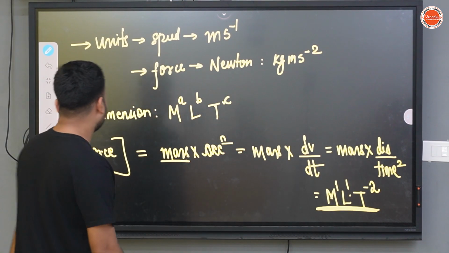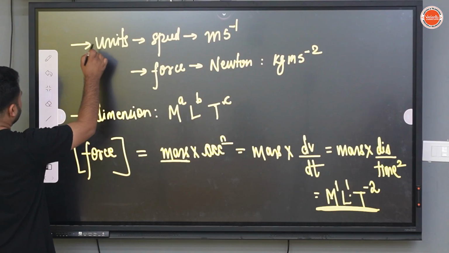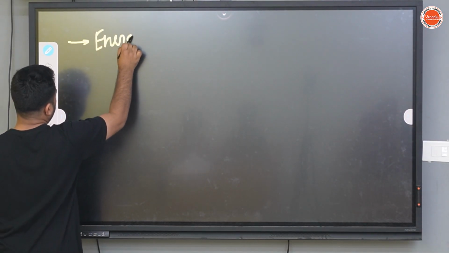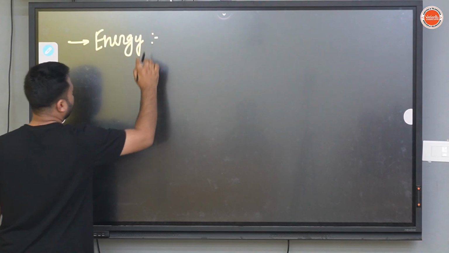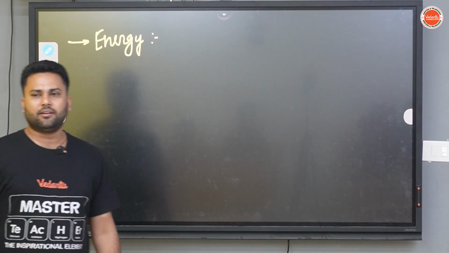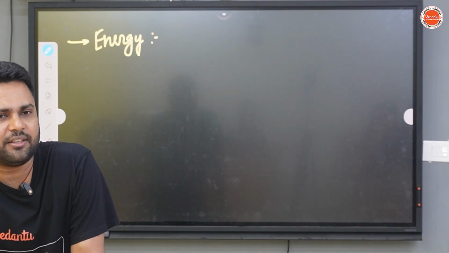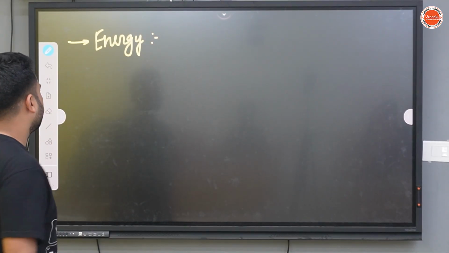Now if someone asks what is the dimension of energy, energy dimension, now think of any formula of energy. So energy is again kinetic energy, potential energy, mgh.